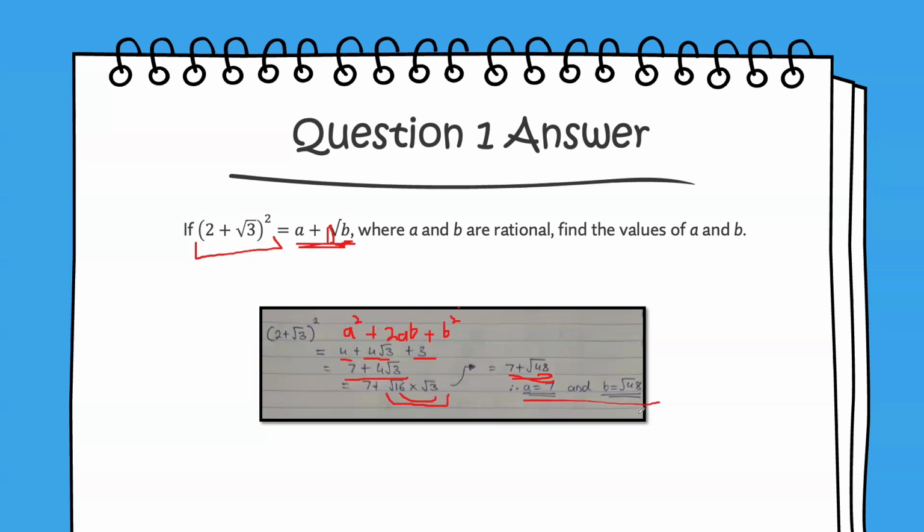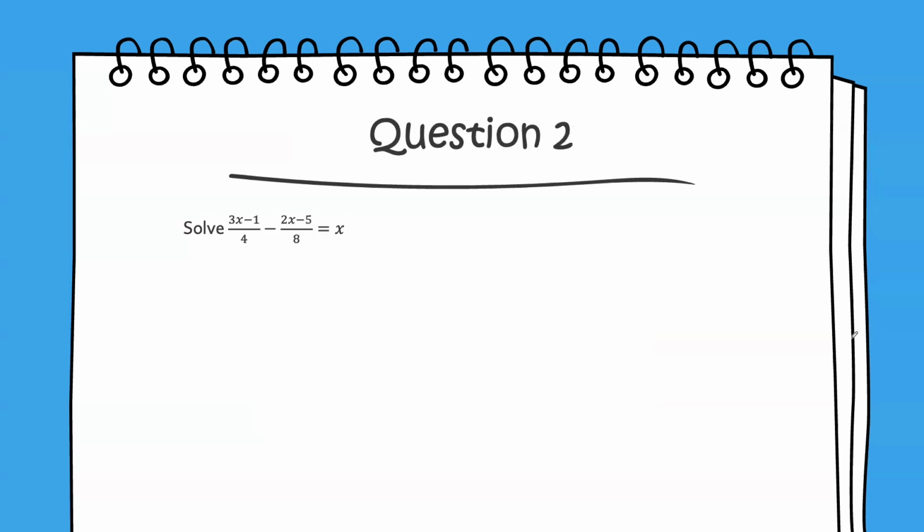Okay? It's a pretty simple question. Can be a bit confusing, but I'd say this is probably like a 2 marker in an exam maybe. Okay? Second question. An algebraic fraction. So (3x minus 1) over 4 minus (2x minus 5) over 8 is equal to x. So guys, whenever you have an algebraic fraction, your first goal should always be to get rid of the fraction itself.